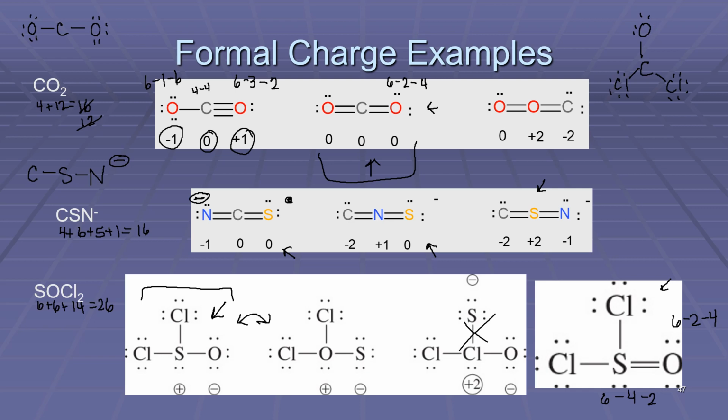So let's do that. And let's go ahead and figure out the formal charge. So the formal charge of chlorine is a 0 because it's 7 minus 1 minus 6, so it's 0. The oxygen is 0 because it's 6 minus 2 minus 4. And then the carbon is also 0 because it's 4 minus 0. So this is the best structure.